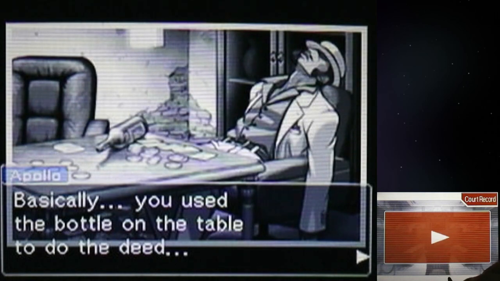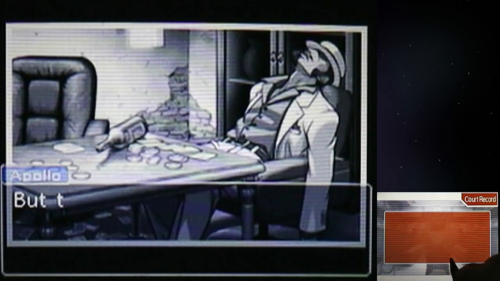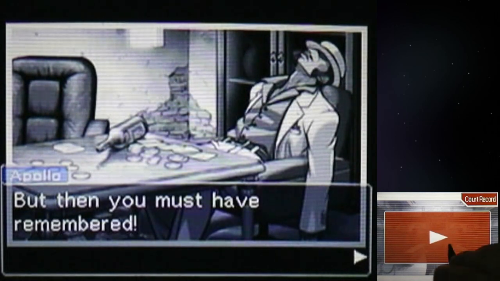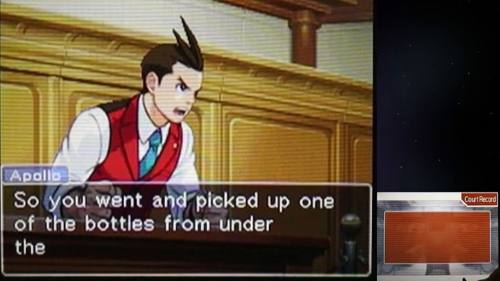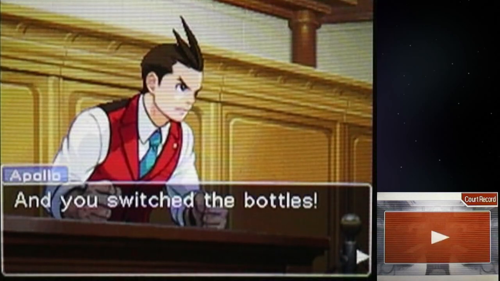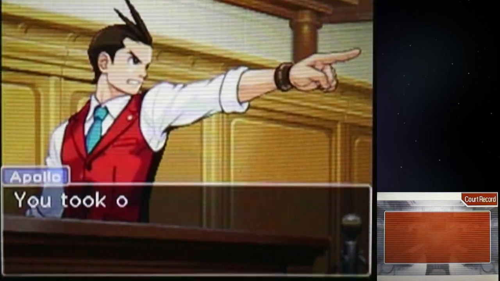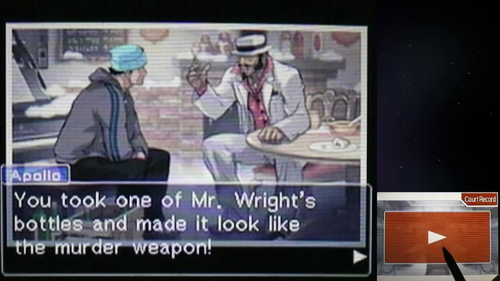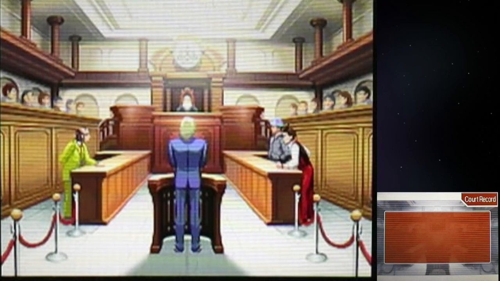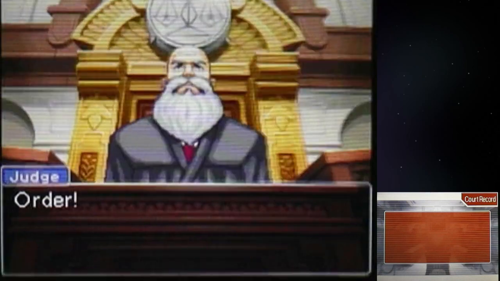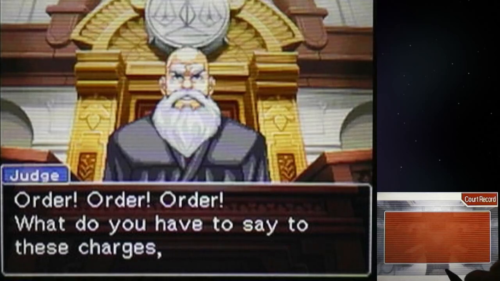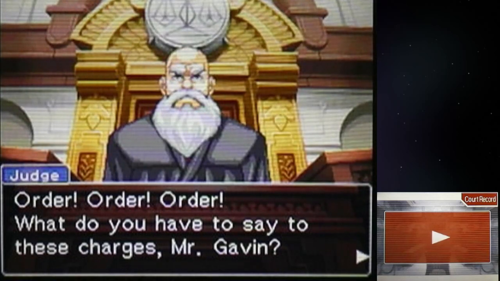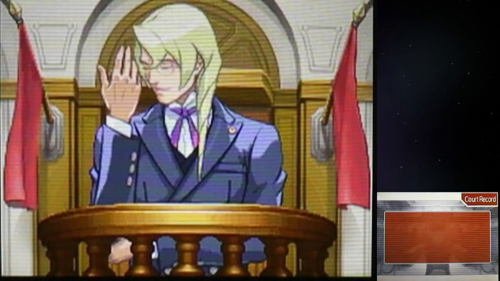Basically, you used the bottle on the table to do the deed. But then you must have remembered. So you went and picked up one of the bottles from under the piano, and you switched the bottles. You took one of Mr. Wright's bottles and made it look like the murder weapon. Order, order, order! What do you have to say to these charges, Mr. Gavin?